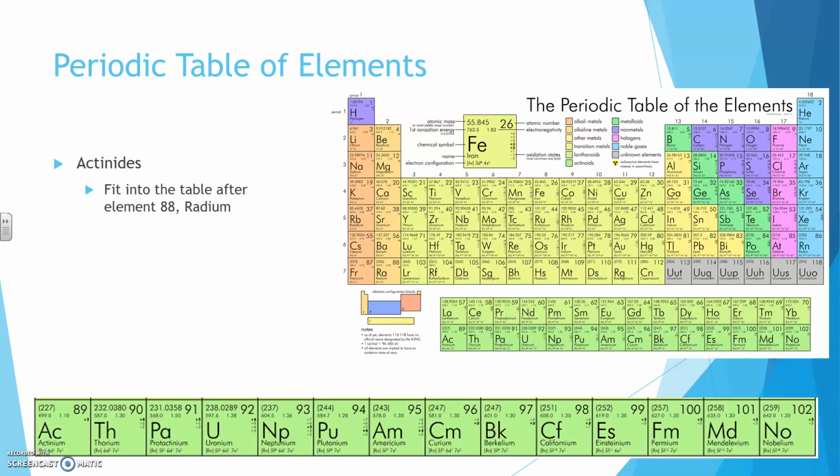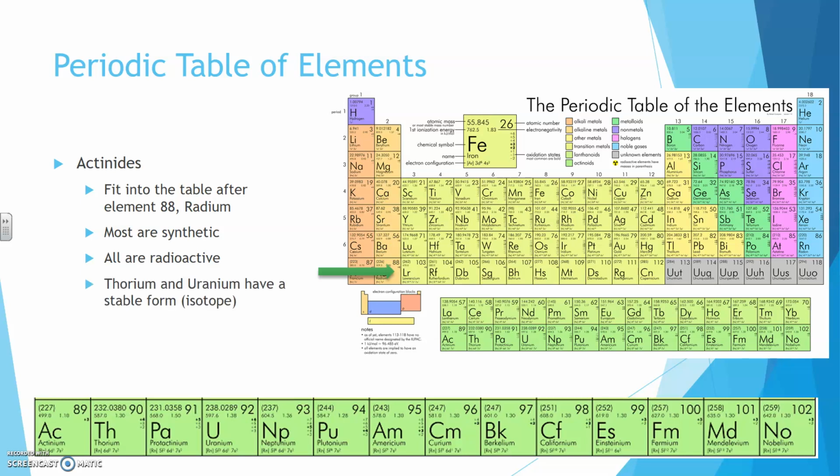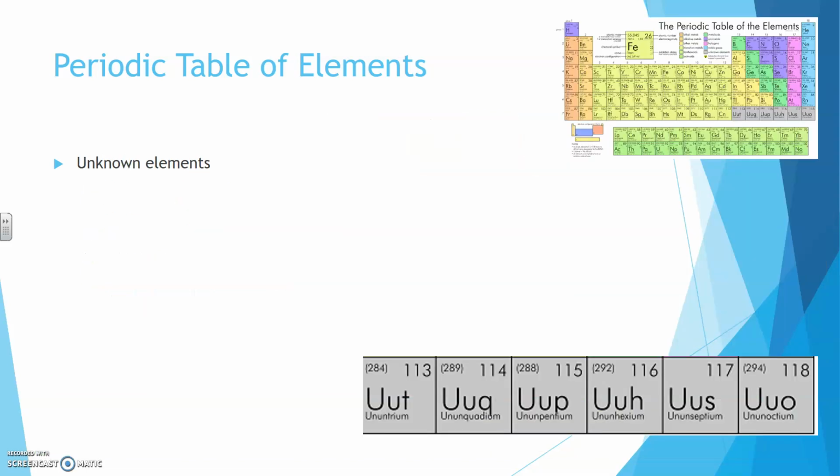They will fit into the periodic table after element 88, which is radium. So they go right in there. And again, most of these are synthetic, and all of them are radioactive. So you'll notice uranium is in this. Thorium and uranium do have a stable isotope or a stable form, but for the most part they are all radioactive. And then you do have your unknown elements. Again, these have been named. And I'm actually almost out of time in this video, so we're going to save that for the next video.